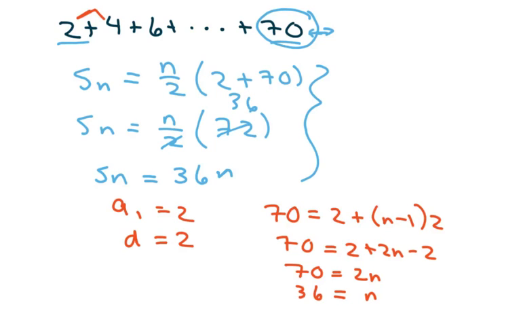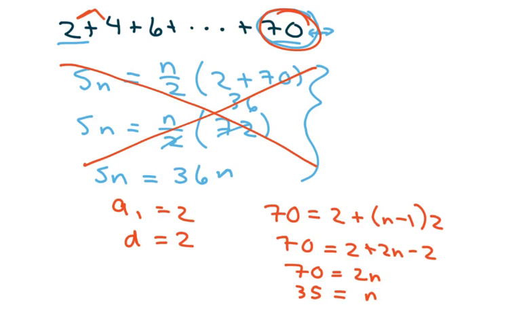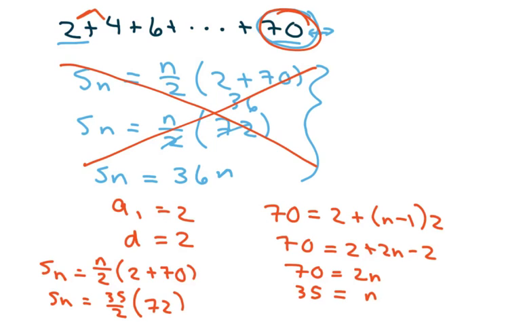Now, no, 35, sorry. So basically, when you don't have an n down here, you're just going to have to do it this way. And now I'm going to do the sum. So the sum is n over 2 times your first term plus your last term, which we already did. But my n was what? 35. So basically, we're going to write the sum is 35 over 2 times 72, which equals 1260.